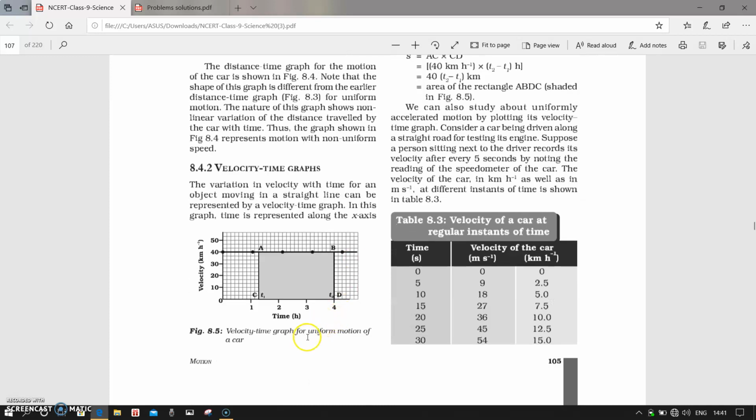The velocity time graph for uniform motion is a straight line which is parallel to the time axis. So this is the time axis and this is the graph. This graph is parallel to the time axis because the body is not at rest, the body was at a constant velocity.